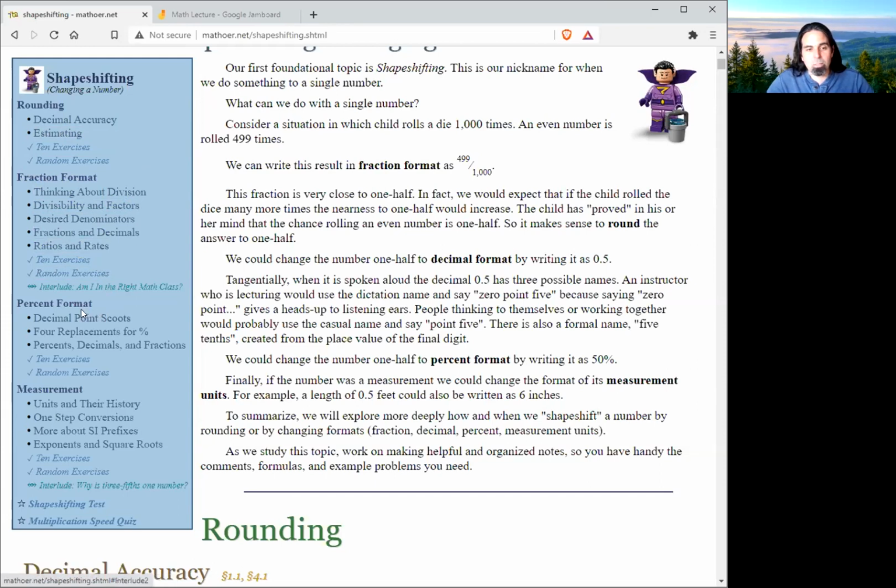Then with percents, we talked about what percents were, how to do decimal point scoots for times 100 divided by 100, things like that. The 4 things we could replace percent with, and then how to move back and forth between percents, decimals, and fractions using whichever of the 4 replacements for the percent sign was the easiest in that situation.